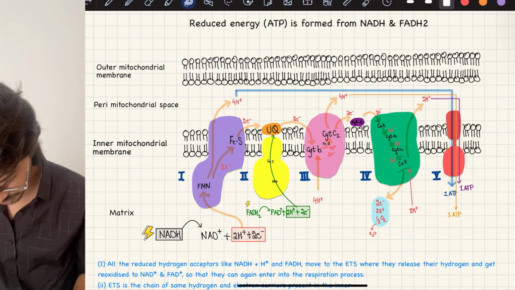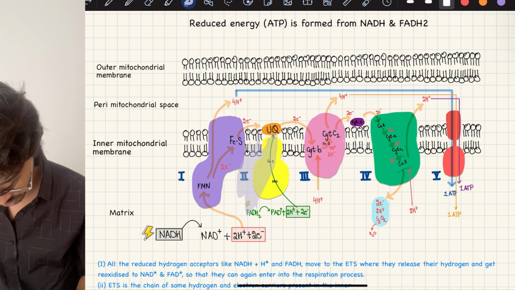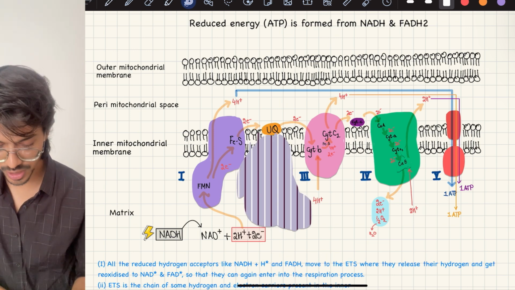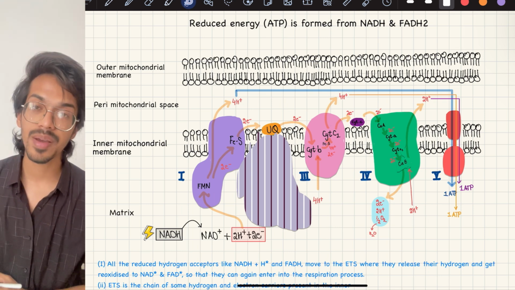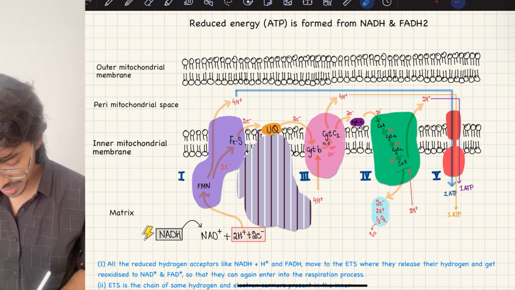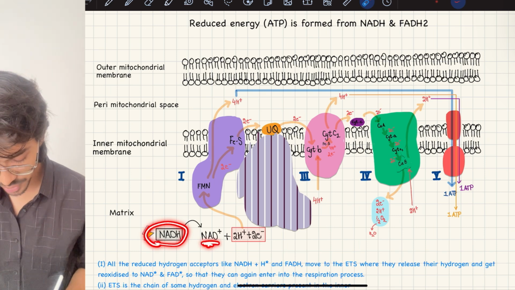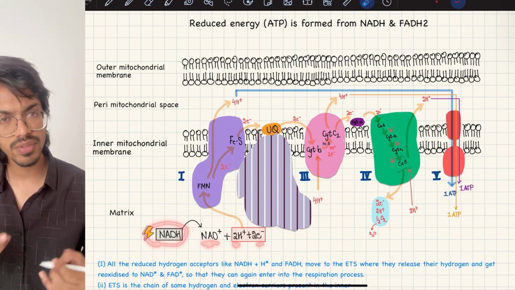So this thing is not in our talk right now. Okay, so I have changed it. Let's just see what is happening with NADH first. So NADH will break down into NAD positive plus 2 hydrogen, 2 electrons. A lot of them will be broken down.